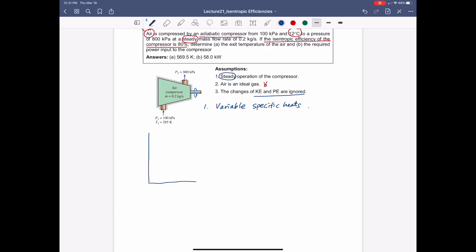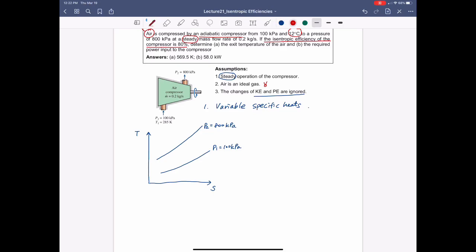So if we try to draw the TS diagram, still we need two constant pressure curves, which should look like that. So that is at P1, or 100 kilopascal. And we have another constant pressure curve, which is P2 at 800 kilopascal. So again, the TS diagram is far away from the saturation dome, such that we don't really have any saturation change processes.